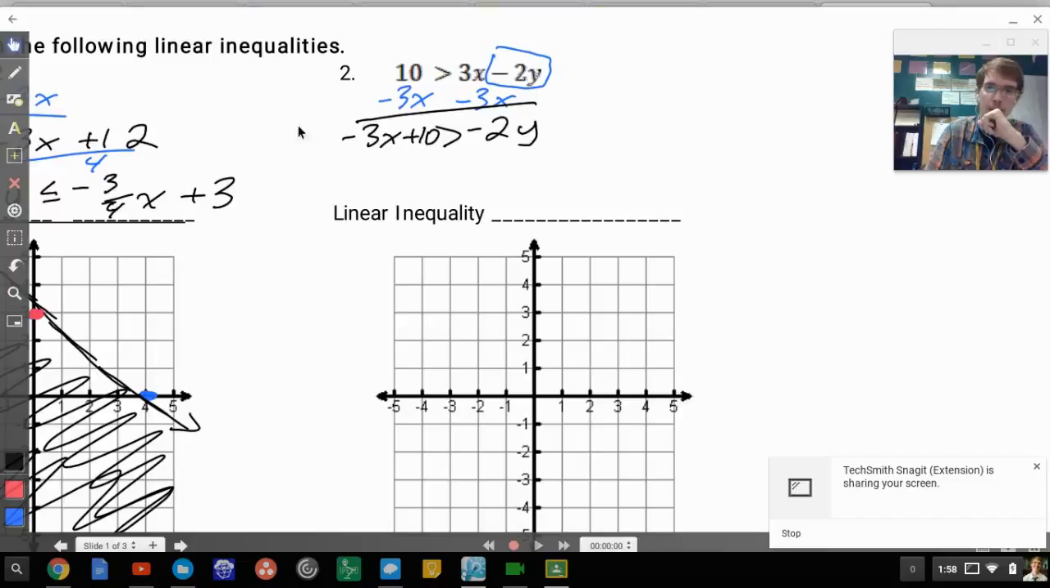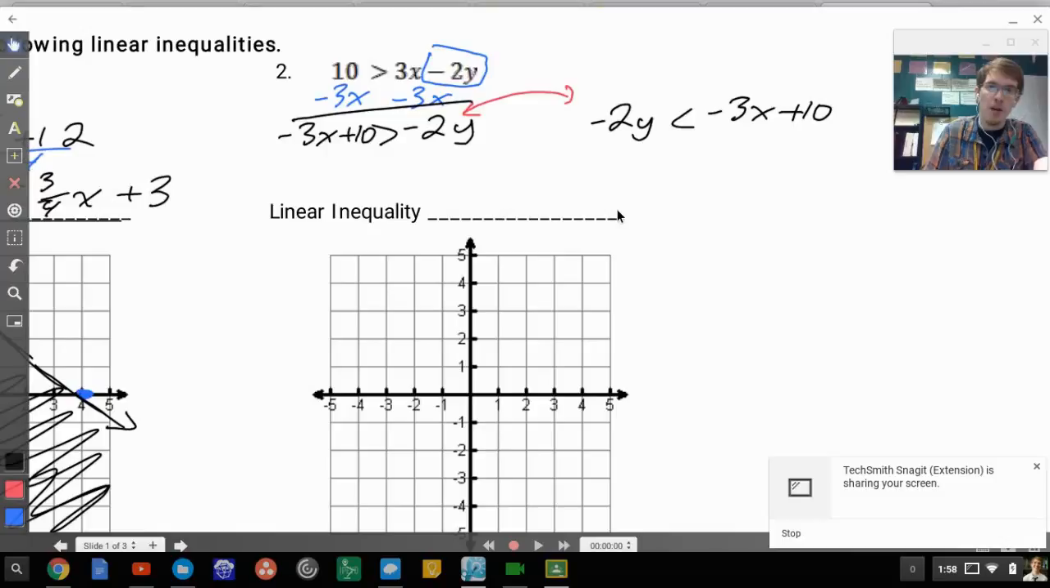So first thing I'm going to do is take this whole thing right here and reflect it. I'm going to flip it over so that I'm going to have negative 2y is less than negative 3x plus 10. All right, so forget this thing over here. I'm dealing with this. I want the y over here, so I need to get y by itself. Well, in this case, I need to divide by negative 2.